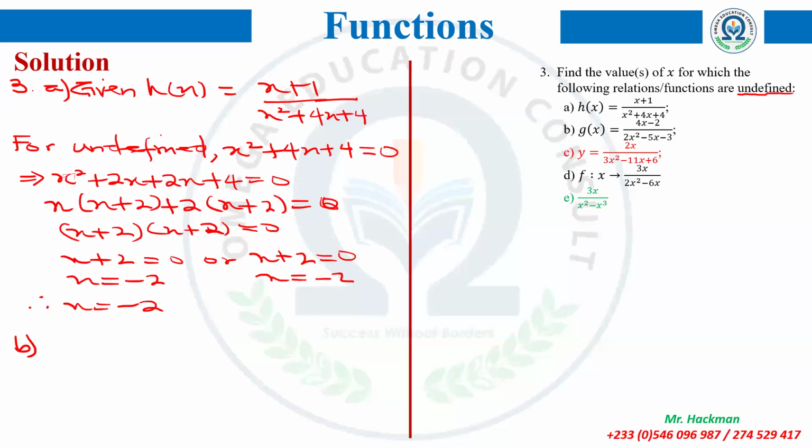Okay, so now we move on to B. For B, we've been given a function, and the name of the function is what? G of x. Okay, so G of x.